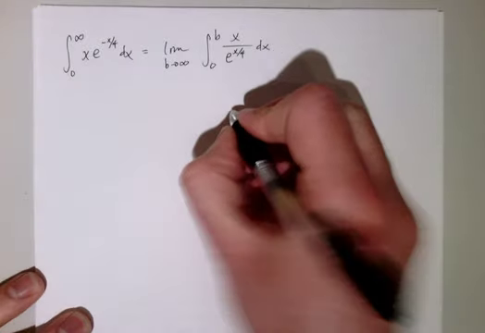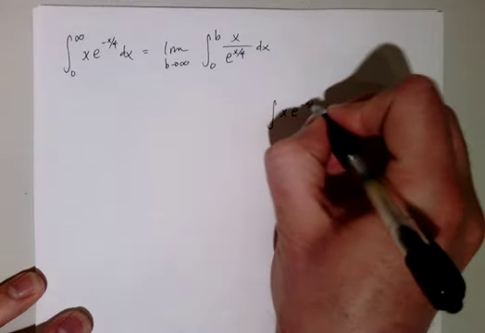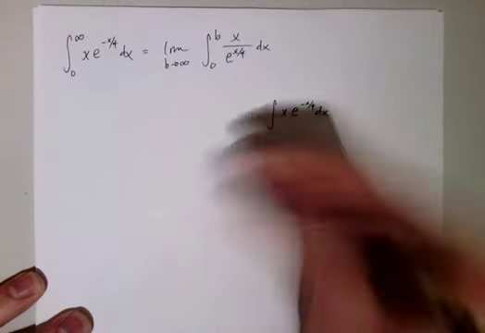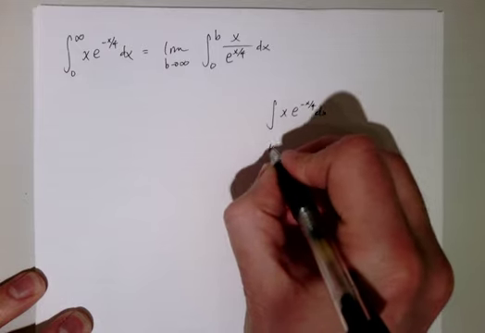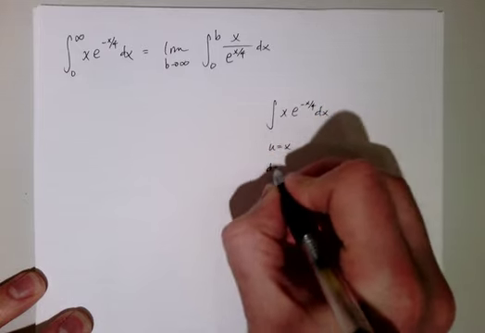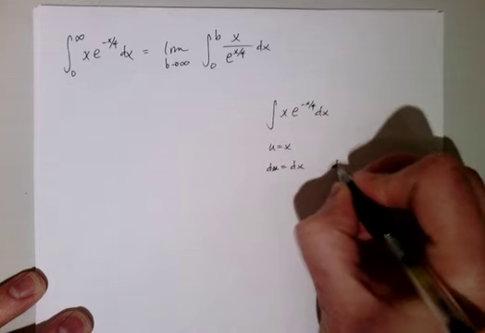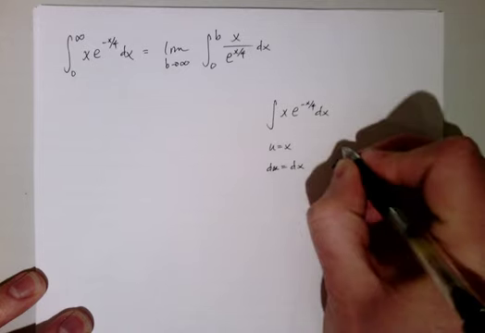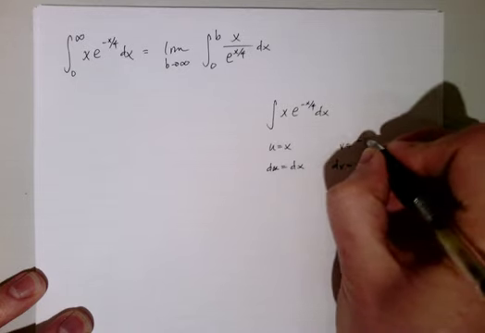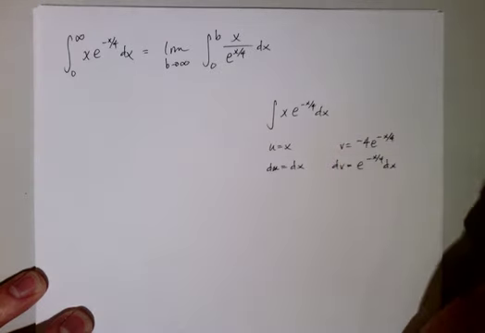So let's go ahead, and I don't want to deal with the parts in the midst of all of this, so I'm going to do something that I usually don't do. I'm going to pull this over here, and we are going to do parts over here. dv is equal to e to the negative x over 4 dx, and v is equal to negative 4 e to the negative x over 4.